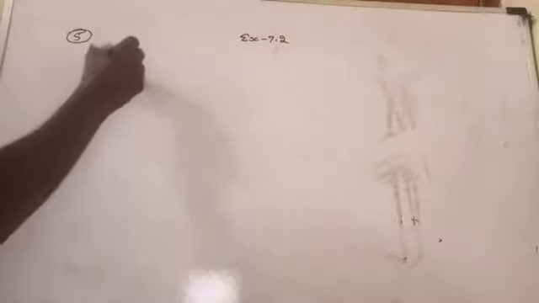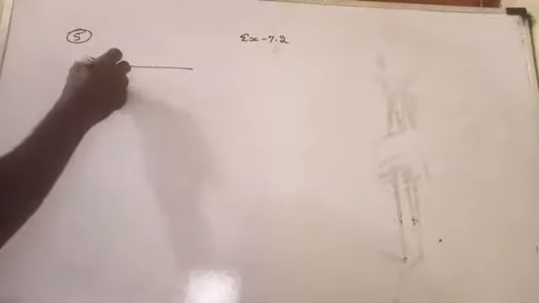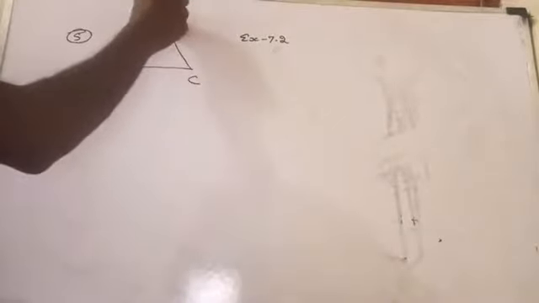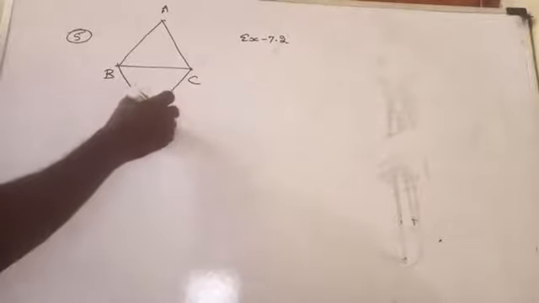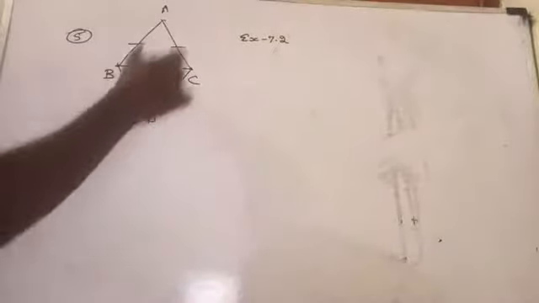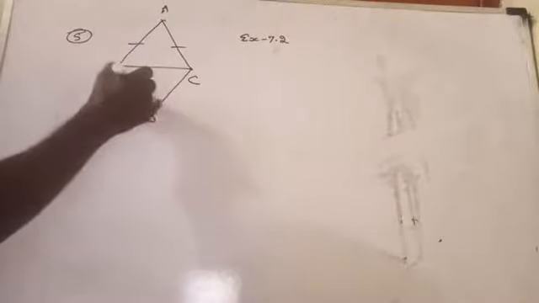Now look at question number 5. ABC and DBC are two isosceles triangles on the same base BC. So it is the same base BC. These are the two triangles ABC and DBC. Therefore AB equals AC, and BDC is an isosceles triangle, therefore BD equals CD.